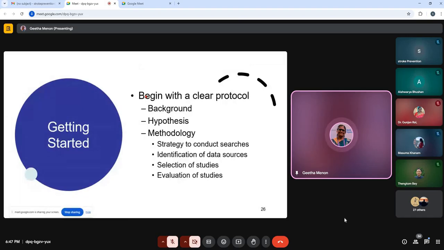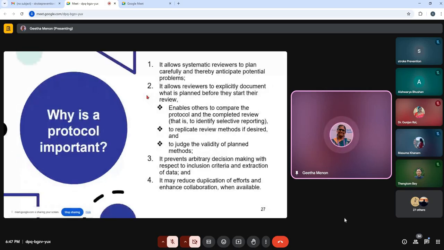All that has to be added in the methodology, and we have to write it up in the form of a protocol. Now, why is a protocol needed? Because it is an explicit document that helps you in planning your review before you actually start the review, and it also helps us to keep going back to the protocol whenever we are at a loss.